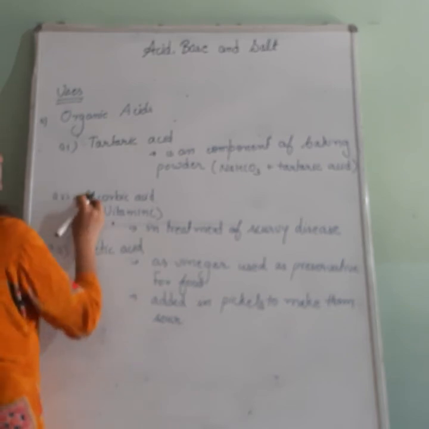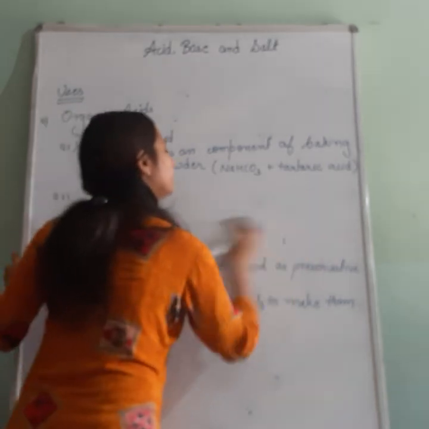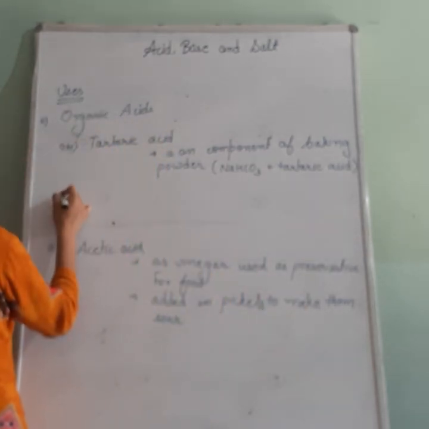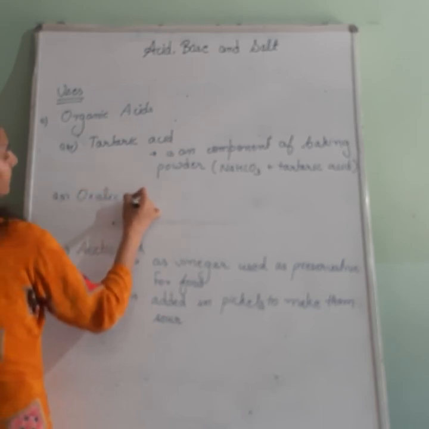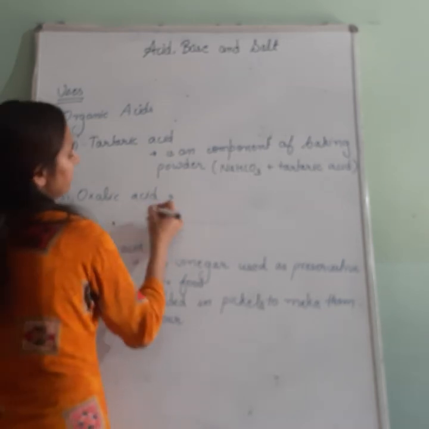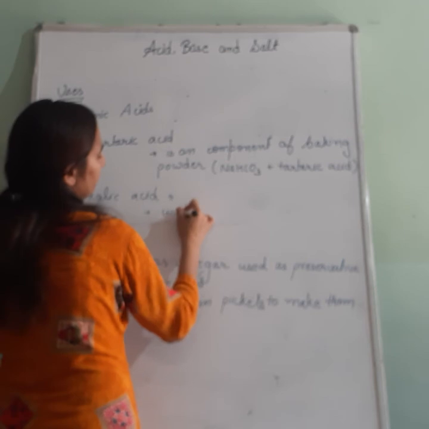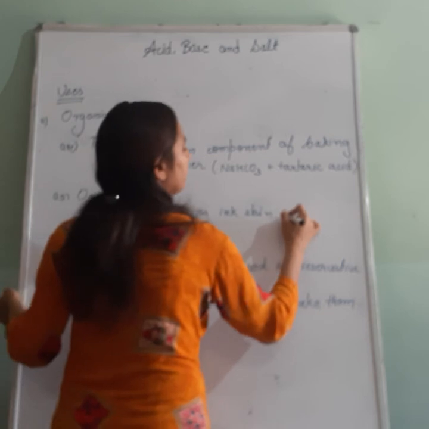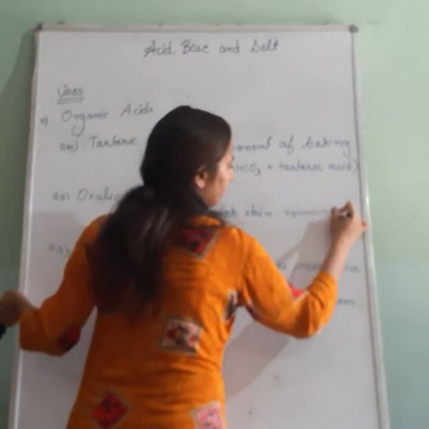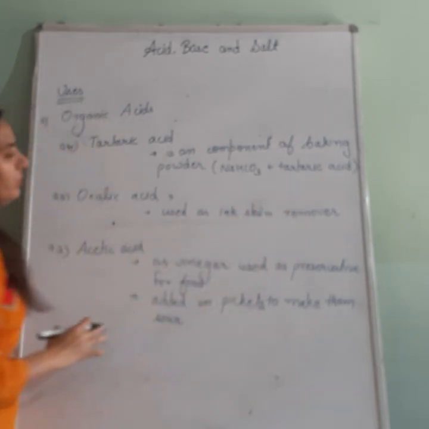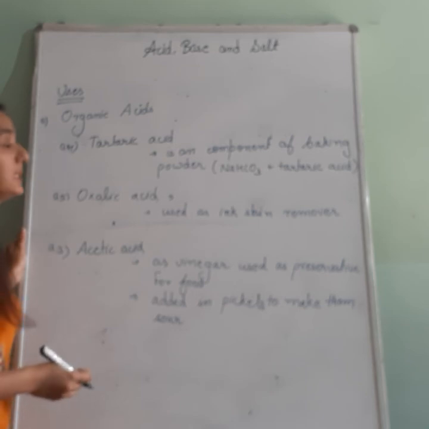The next organic acid, oxalic acid. This acid is used as stain remover, ink stain remover. अगर क्लोथ्स पे इंक की वजह से स्टेन लग जाता है तो उसको रिमूव करने के लिए हम ऑक्सैलिक एसिड को यूज कर सकते हैं. These are the uses of some organic acid.